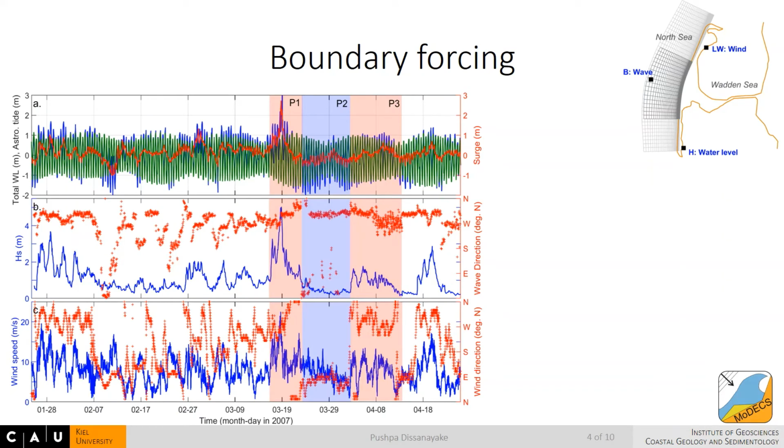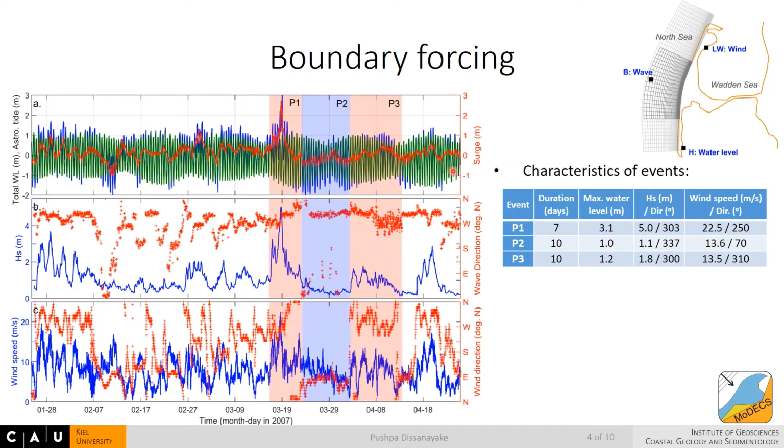Boundary forcing. The top panel shows water level information at this location. The middle panel shows wave characteristics at this location, and the bottom panel shows wind information here. The x-axis is time, the y-axis is the parameter. We selected 3 events, P1, P2, P3. In P1, there are higher water levels and surges, wave height and wind speed. In P2 and P3, they are lower.